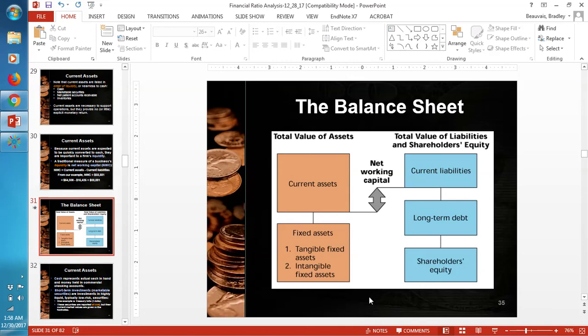For some folks, that might make a little more sense as we see our current asset line is hopefully larger than our current liabilities. And then that differential, that delta between the two, is what we term our net working capital.